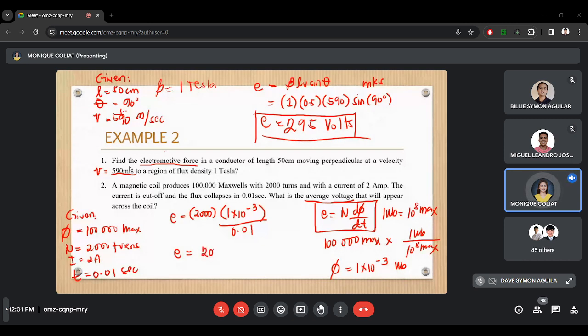200 volts ba? Opo. Okay, so we have 200 volts. That is your average voltage. Any questions? Wala po. None po? Naintindihan?